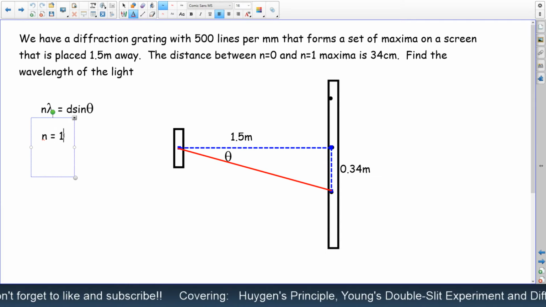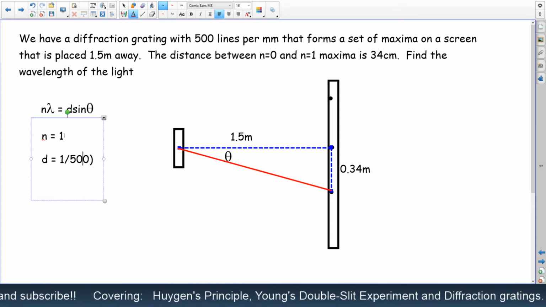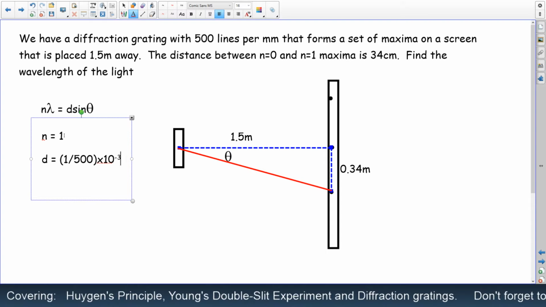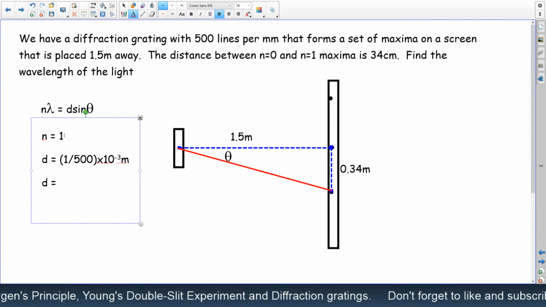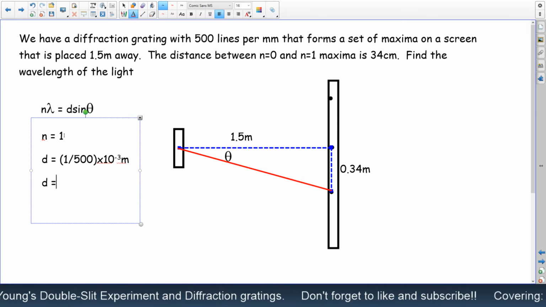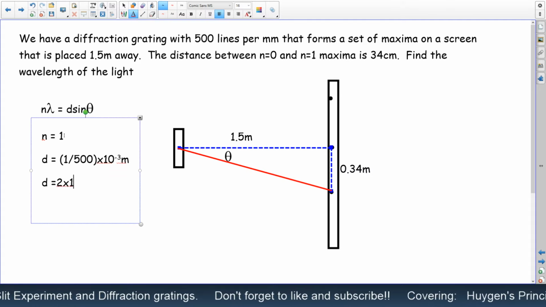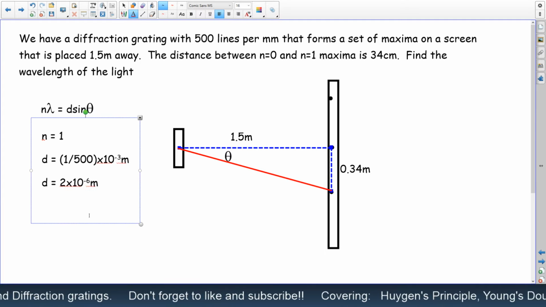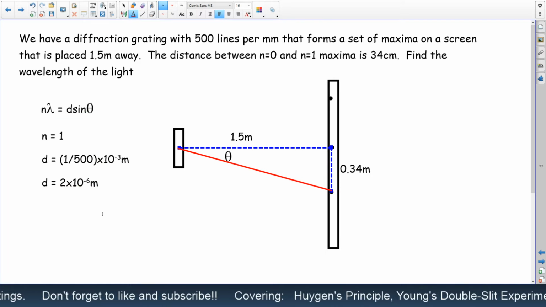We have an idea what d might be because we've been given the number of lines per millimeter. So let's get that right. d equals 1 over 500 times 10 to the negative 3 meters. I don't like leaving it like that, so I'm going to grab my calculator and do 1 divided by 500, which gets me 2 times 10 to the negative 3. I'm going to multiply that by 10 to the negative 3 to give me 2 times 10 to the negative 6 meters. Okay, so the separation between one slit and the next slit on this diffraction grating is 2 times 10 to the negative 6 meters.